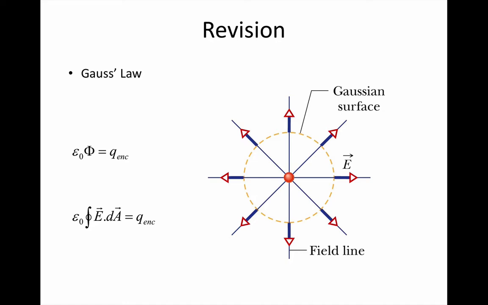Gauss's law says that the total amount of electric flux coming out of any Gaussian surface times epsilon naught, which is the permittivity of free space, equals the charge inside the surface. Remember that the electric flux through any area is equal to the electric field E times the surface area.